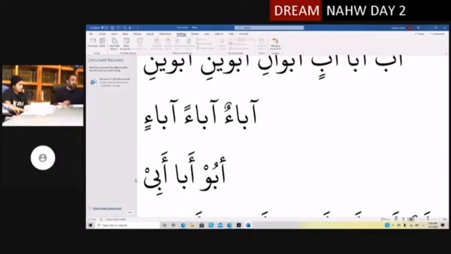So if a hadith says, "An Abi Bakrin radiallahu anhu," narrated by Abu Bakr, because An is a harf of jar, we couldn't say An Abu Bakr or An Aba Bakr. We have to say An Abi Bakr. When you call somebody and they're a mudaf, like Rasulullah is a mudaf, then you have to make them nasab. So you cannot say Ya Rasulullah, you have to say Ya Rasulallah.